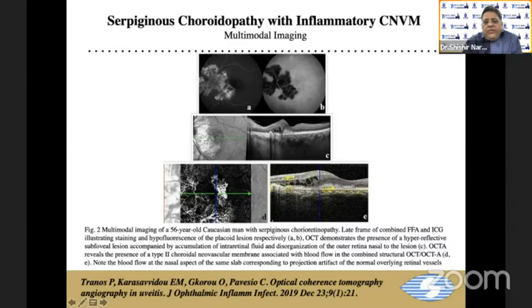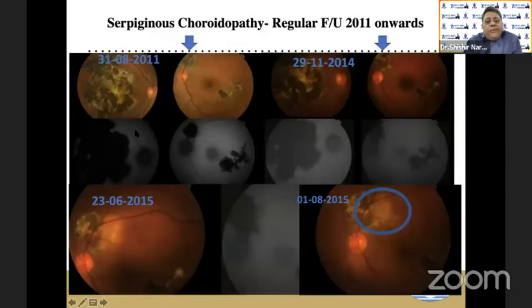I would like to share one very interesting case that I have been following up for one decade now. This patient presented in 2011. This was the lesion here. At that time, we did not have an OCTA. So you saw this lesion in 2011, and till 2014 this lesion remained stable. In 2015, it started to increase, and obviously one would think that this is a reactivation of the serpiginous-like choroiditis patch that is present there.